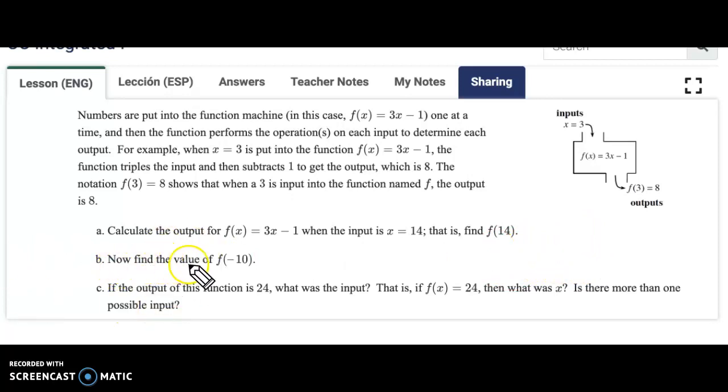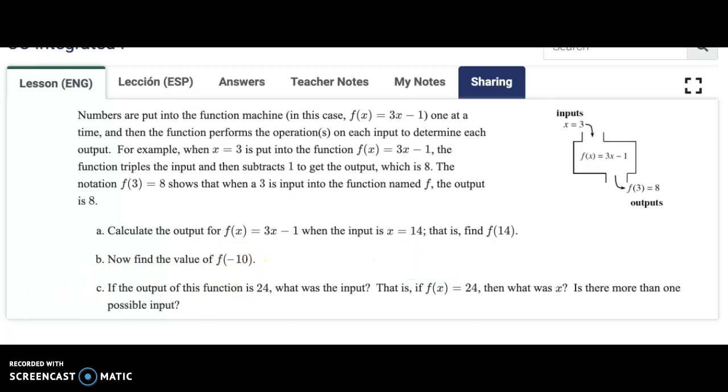Notice it says, now find the value of f of negative 10. Again, the number inside the parentheses is your input, so that means we are going to plug in a negative 10. So again, we have these parentheses. Anytime we have parentheses, that really means to multiply. So 3 times a negative 10 is negative 30. And negative 30 minus 1 is a negative 31. So that would be our answer for this second part.